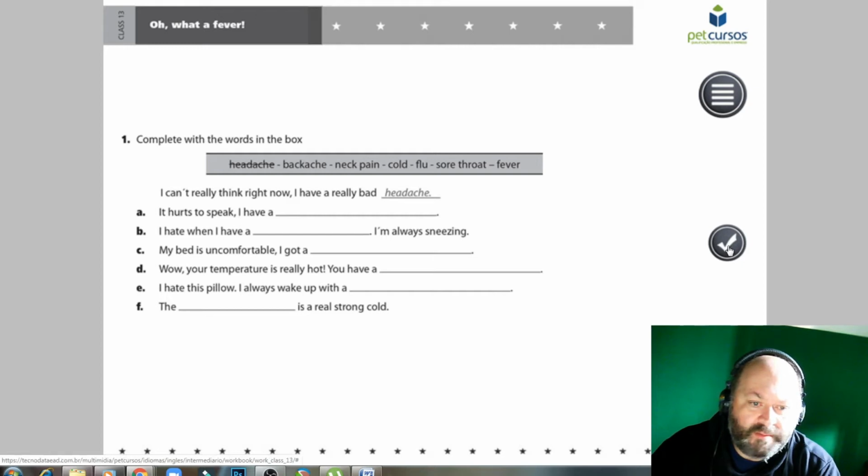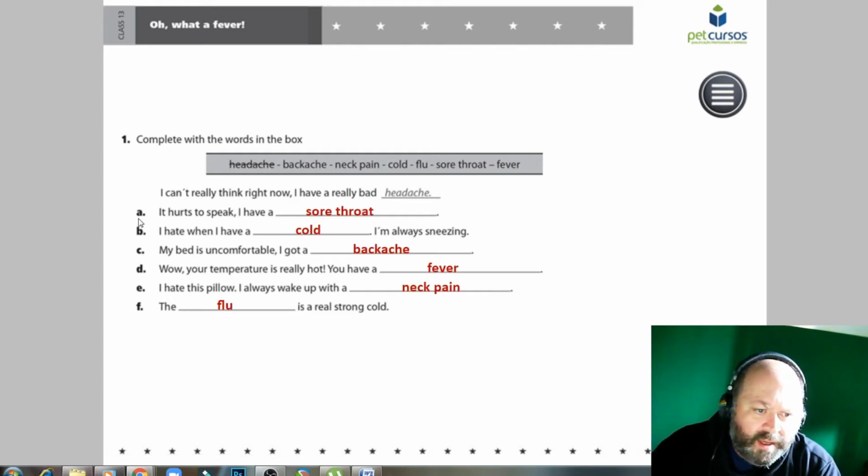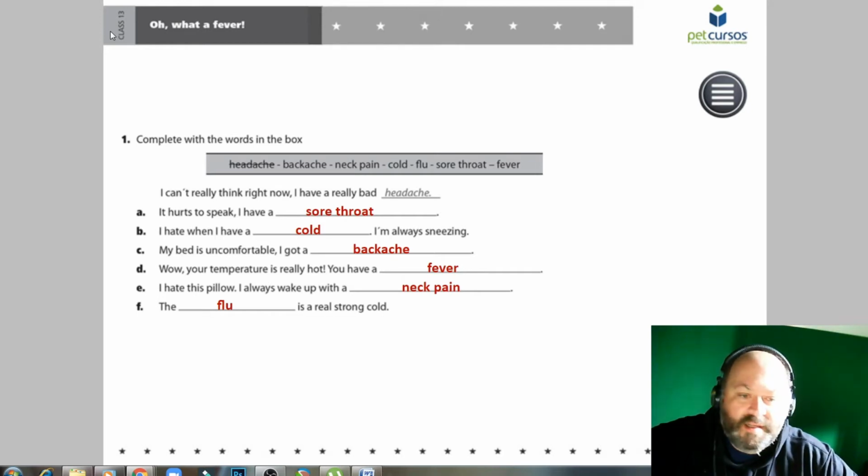1, 2, 3. A. It hurts to speak. I have a sore throat. B. I hate when I have a cold. I'm always sneezing. Sneezing, yeah? C. My bed is uncomfortable. I got a backache. Oh, my backache. D. Wow, your temperature is really hot.